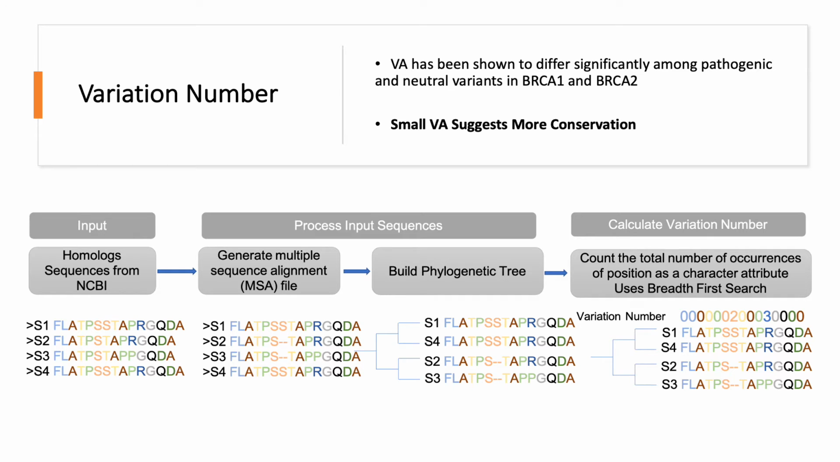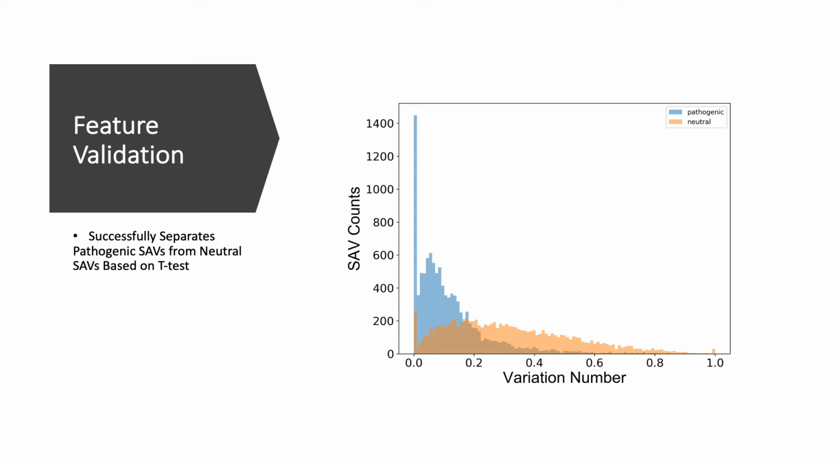The figure here shows the histogram of variation numbers for the 20,307 pathogenic and neutral SAVs. Variation numbers range from 0 to 1, with 0 being the highest conservation value. The t-test results suggest that pathogenic SAVs are more conserved than the neutral ones.